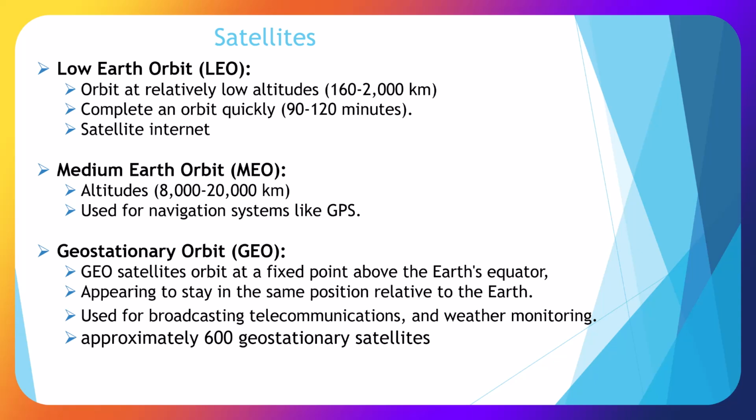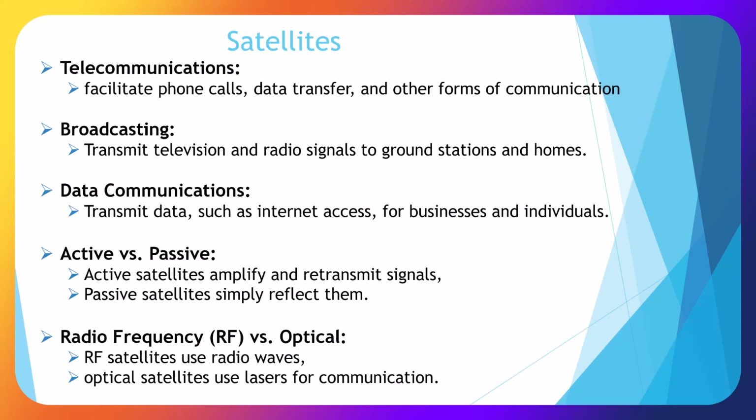Geostationary orbits orbit a fixed point above the Earth's equator, appearing to stay in the same position relative to the Earth, and are used for broadcasting, telecommunication, and weather monitoring. We have approximately 600 geostationary satellites. So satellites are used for telecommunications, broadcasting, and data communications.